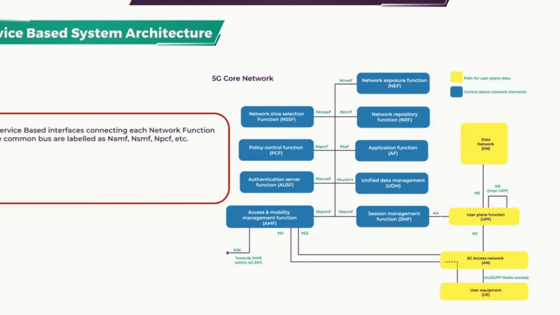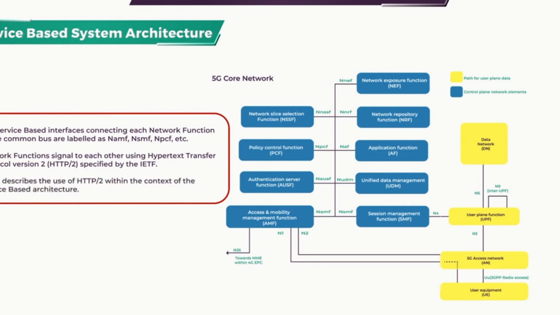The service-based interfaces connecting each network function to the common bus are labeled as NAMF, NSMF, NPCF, etc. Services are provided and consumed using these interfaces. Network functions signal to each other using Hypertext Transfer Protocol version 2 (HTTP2) specified by the IETF. 3GPP describes the use of HTTP2 within the context of the service-based architecture. The HTTP2 protocol defines methods for signaling between network functions.